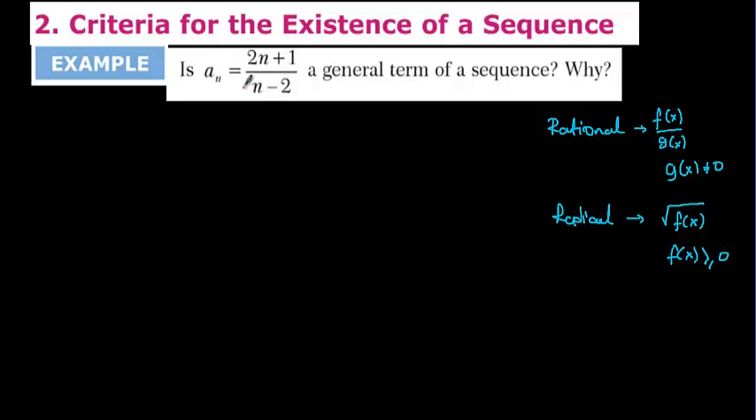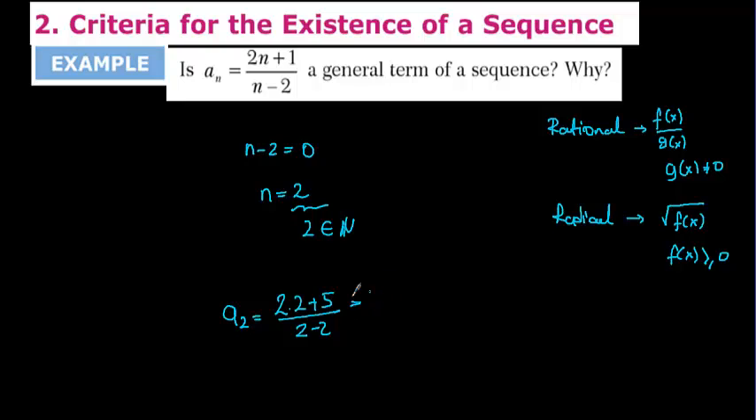That's why here we are going to check n minus 2. Is n minus 2 equal to 0? n is equal to 2. And we know that 2 is an element of natural numbers. And when n is equal to 2, it means that a2 is equal to (2 times 2 plus 1) over (2 minus 2), which is going to be 9 over 0. And also it is undefined for us. So if a2 is not a term of a sequence, it means that we don't have a sequence here.